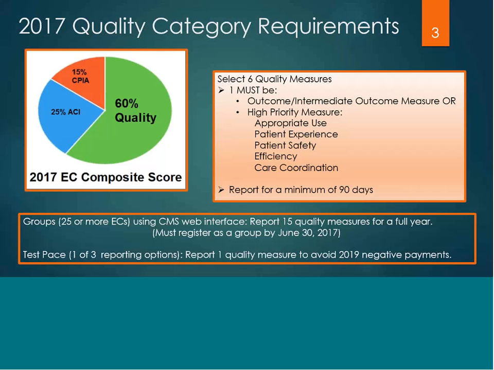Larger groups of 25 or more eligible clinicians who are using the CMS web interface must report on 15 quality measures for the full calendar year. And if you do elect to use the web interface, you do need to register as a group by June 30th. There are 3 performance options for this year, one of which is the test pace option. If you choose the test pace option, you can report on 1 quality measure, which will prevent you from receiving any negative payment adjustments starting in 2019.